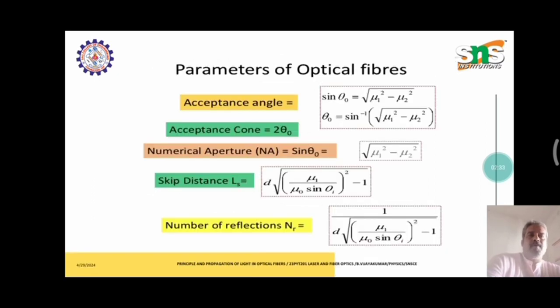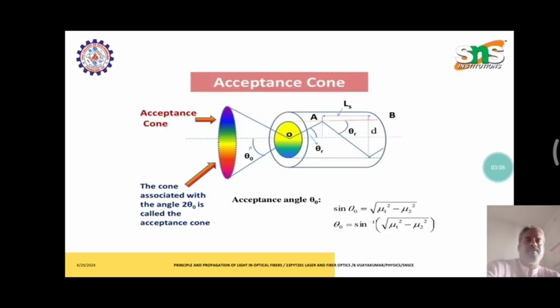The parameters of the optical fiber that we get from the derivation are these. One is the acceptance angle: sin theta A equals the root of n1 squared minus n2 squared. The acceptance cone is equal to 2 theta A. The numerical aperture is sin theta A. Then the skip distance L equals d times the root of (n1 by n0 sin theta 1) whole squared minus 1. The number of reflections n equals 1 by d times the root of (mu1 by mu0 sin theta 1) whole squared minus 1.